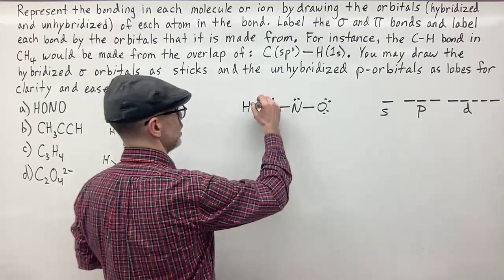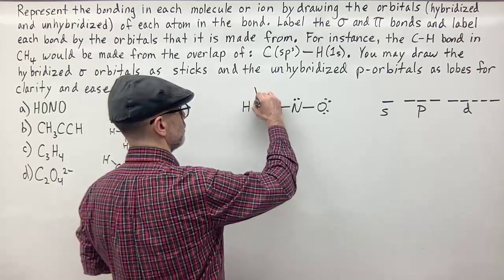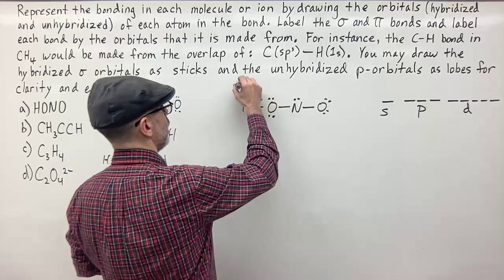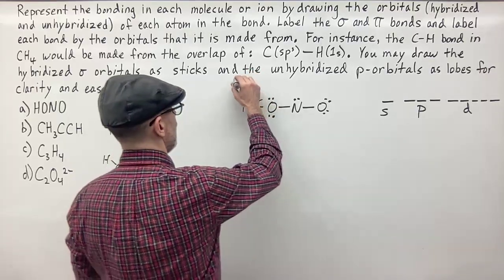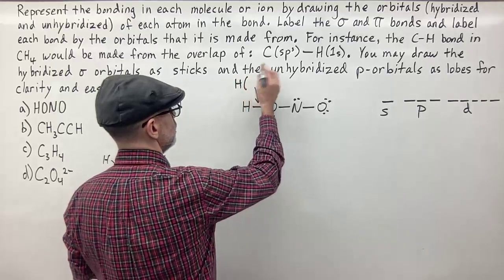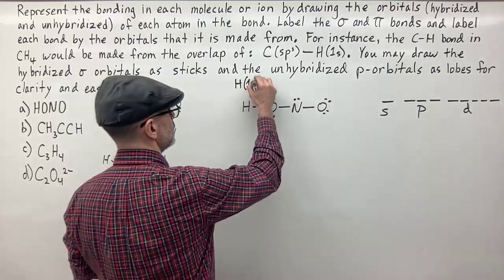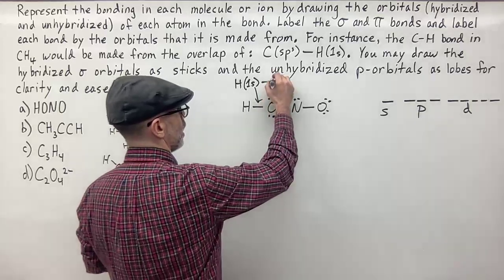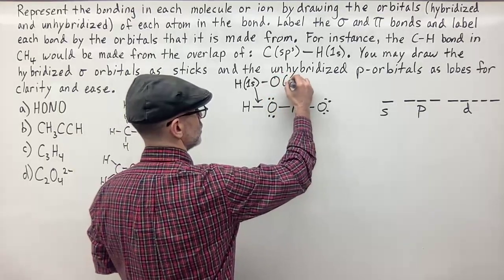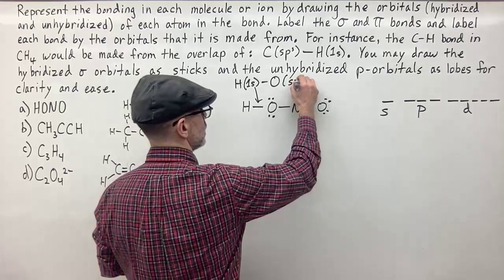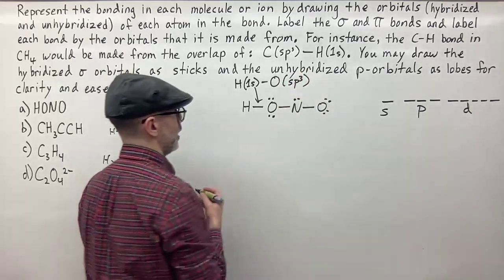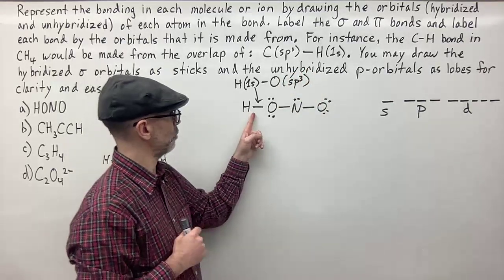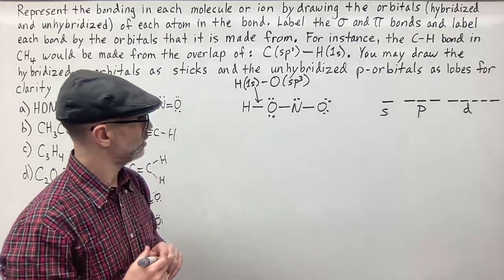So this here, if I label it, is hydrogen with its 1s orbital overlapping with the oxygen, which is sp3 hybridized. So that's the labeling of that bond there.